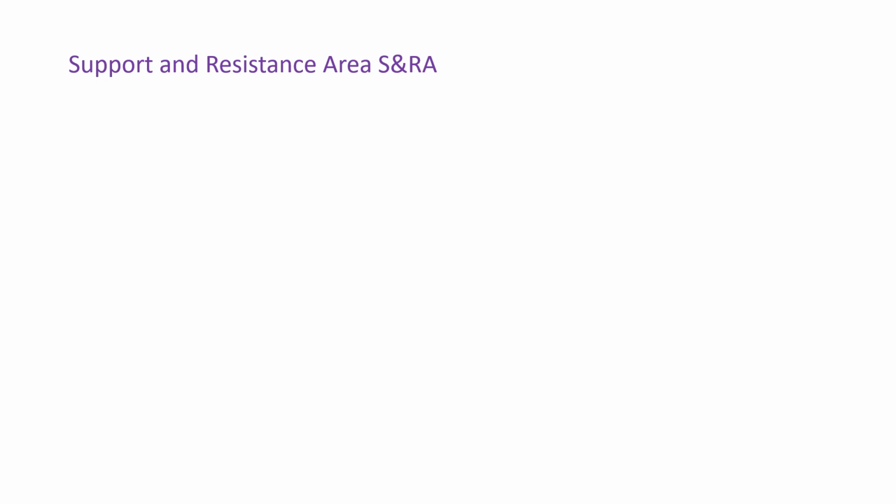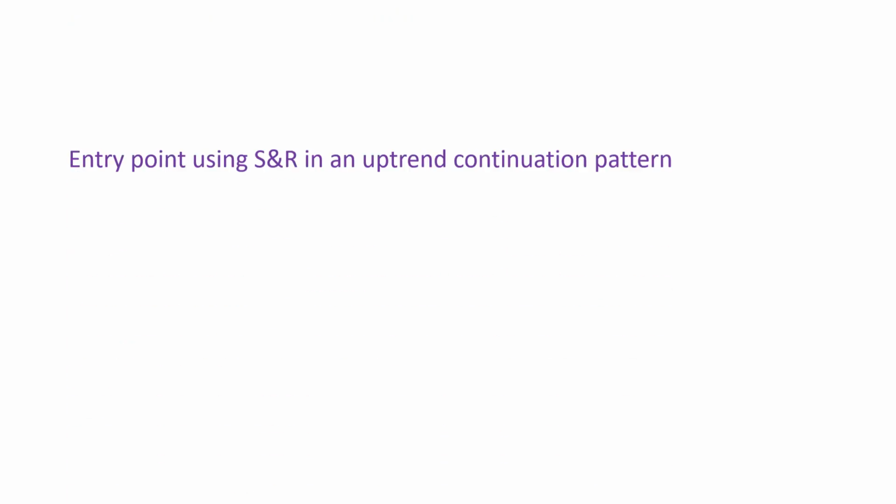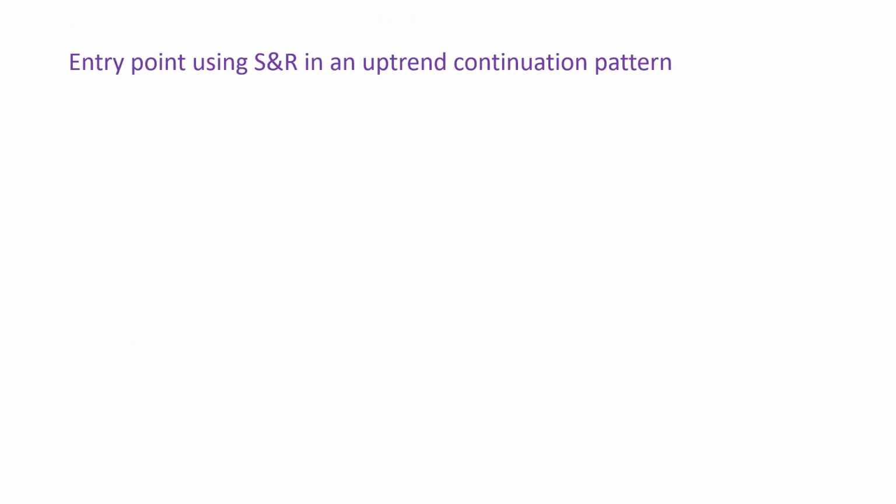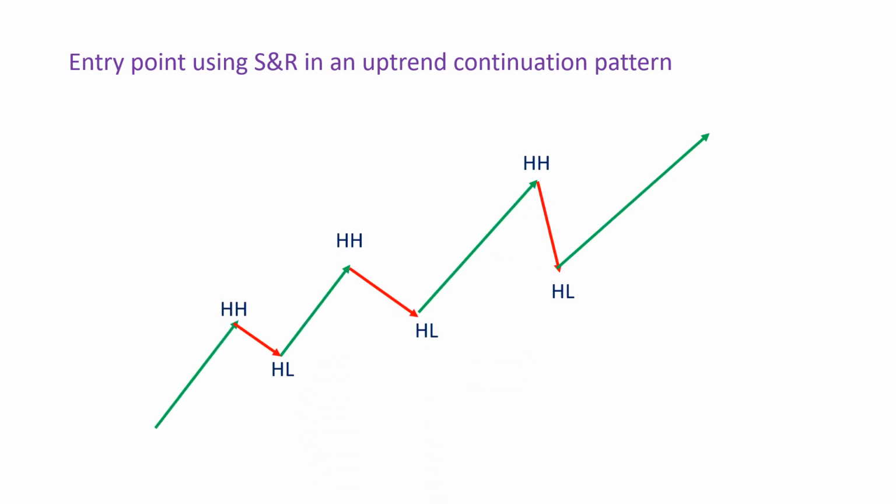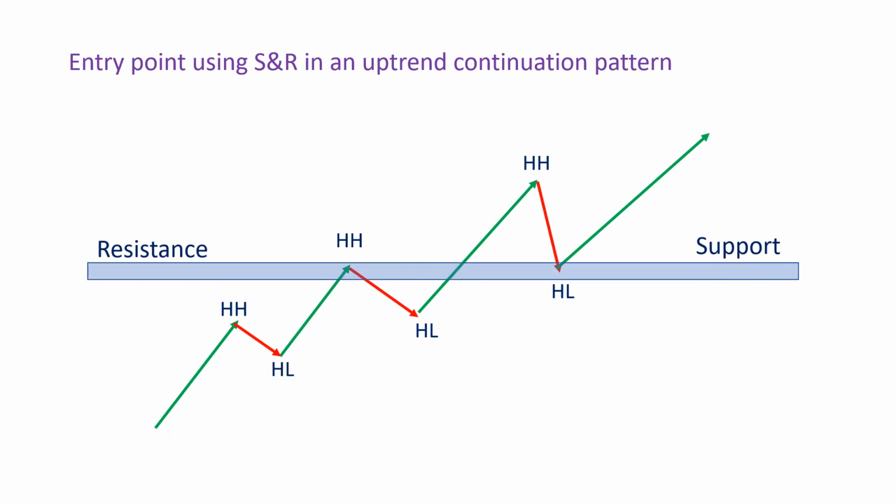To use support and resistance in a trending market as an entry point is very simple. Let's draw our support and resistance in an uptrend based on whatever we have learned so far in the previous lesson. Entry point using support and resistance in an uptrend continuation pattern. Here the market is trending upward. I draw my support and resistance right here.